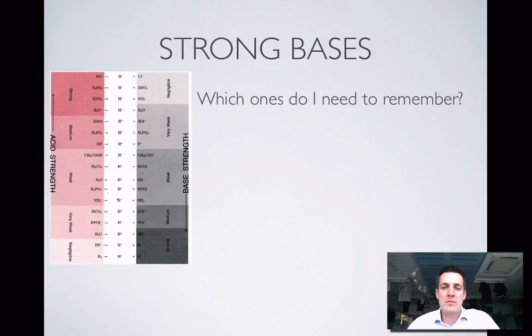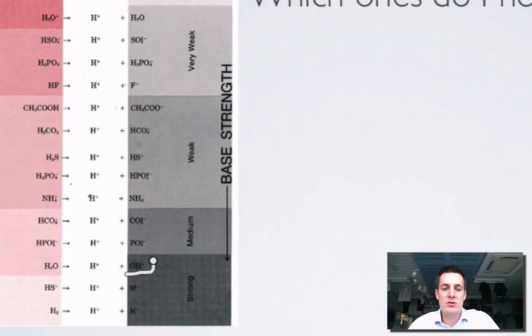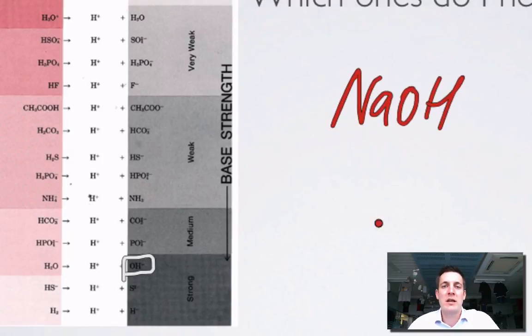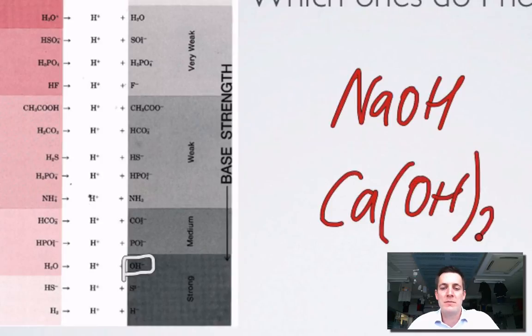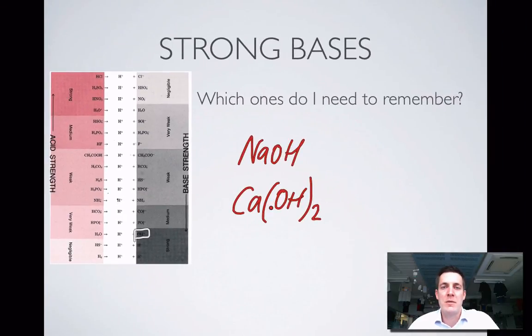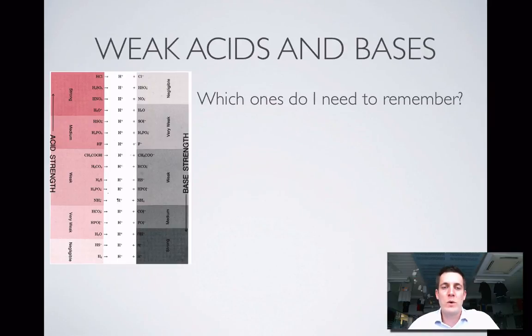Okay, and moving on to strong bases, this is perhaps even simpler because really you're just talking about metal hydroxides. Okay, so anytime you see something with OH in it, like sodium hydroxide, that's going to be a strong base, or lime water, calcium hydroxide. Okay, so these are bases that ionize completely, just like the strong acids were acids that ionize 100% when you put them in water. Let's look at the weak acids and bases.